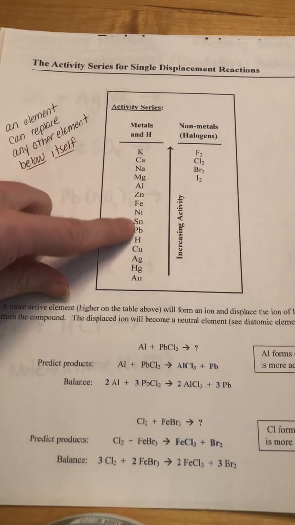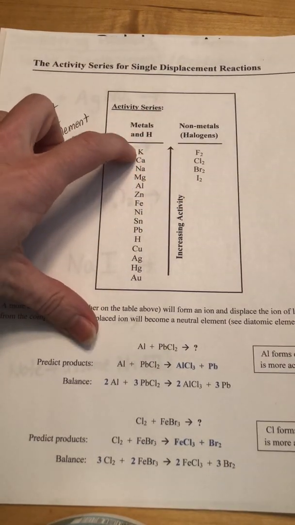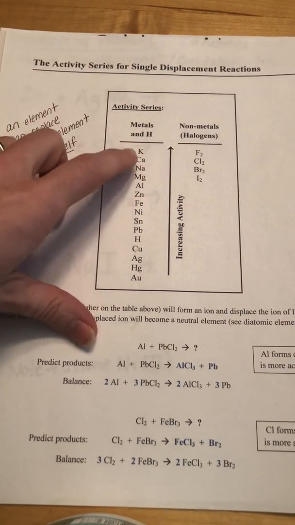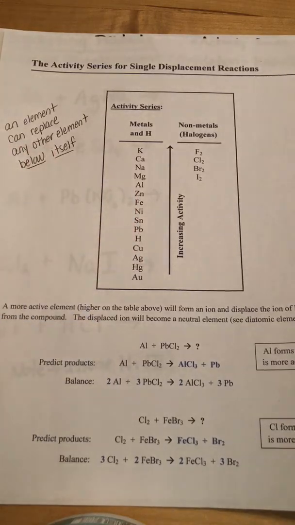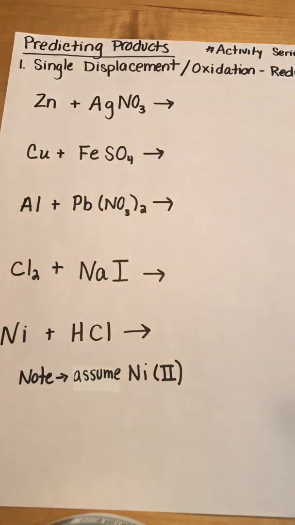Basically, it's a list of your elements, your metals on the left, your nonmetals on the right, and it tells you the order of reactivity, how reactive the elements are. Hopefully you have already watched the classification of reactions tutorial and read through that chapter, because this is going to go a lot more smoothly if you have a general understanding of how these work.